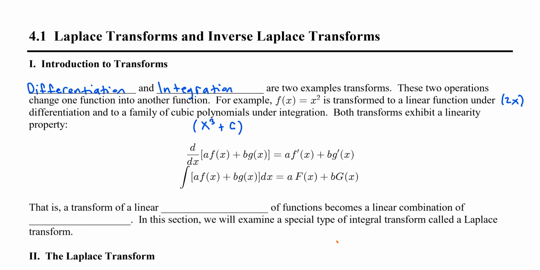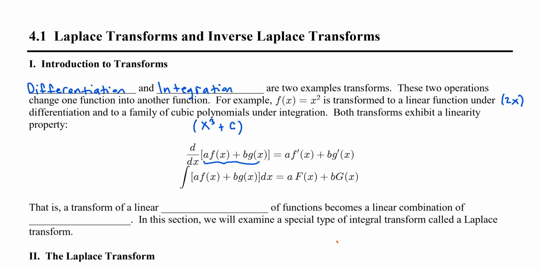Both of these transforms exhibit a linearity property. The derivative with respect to x of a times f of x plus b times g of x, notice right here we have a linear combination of functions. This is equal to a times f prime of x plus b times g prime of x. So notice the transform is applied to the function, and we have, first of all, the derivative of a linear combination of functions. Now we have a linear combination of the transforms.